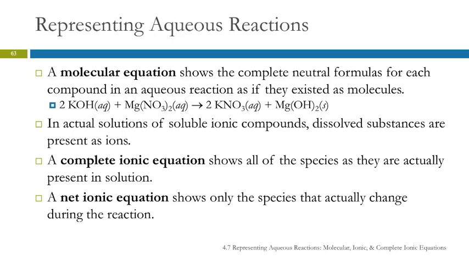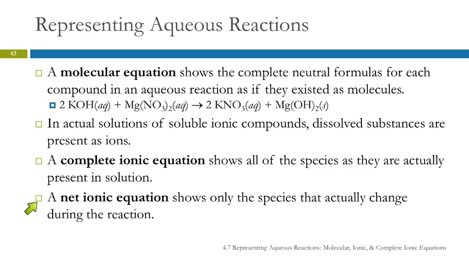But we know that soluble ionic compounds dissociate in water. And so this potassium hydroxide is not present as molecules, it's present as separate ions in solution. So a complete ionic equation shows all of the species as they're actually present. So it'll show potassium ion and hydroxide ion and magnesium ion, etc. Magnesium hydroxide is a solid, and that's how it actually is, and so that is shown as an intact compound.